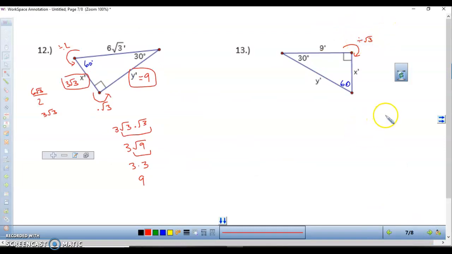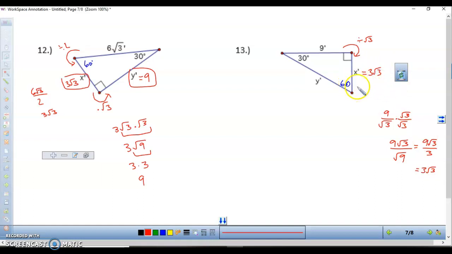But when you do this, you've got to rationalize your denominator. So I'm going to do my division like a fraction. I'm going to multiply the top and the bottom by the square root of 3, and I get 9 root 3 on top. And root 3 times root 3 is the square root of 9 on bottom. But the square root of 9 is just 3. And then I can simplify this because 9 divided by 3 is 3. So that gives me 3 root 3 for x.